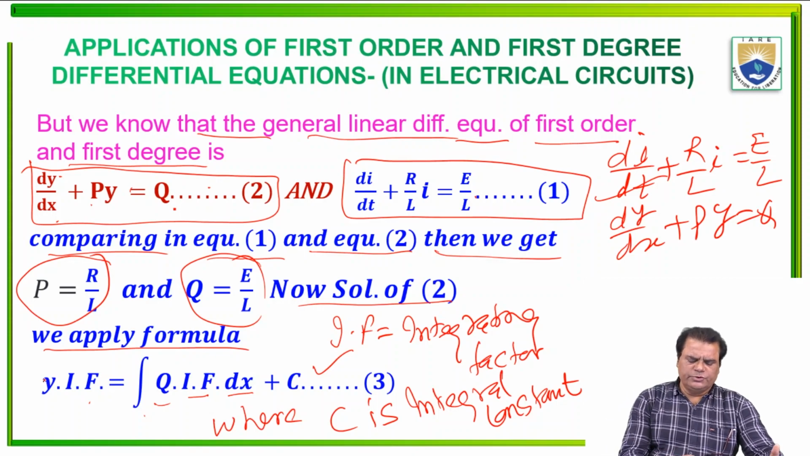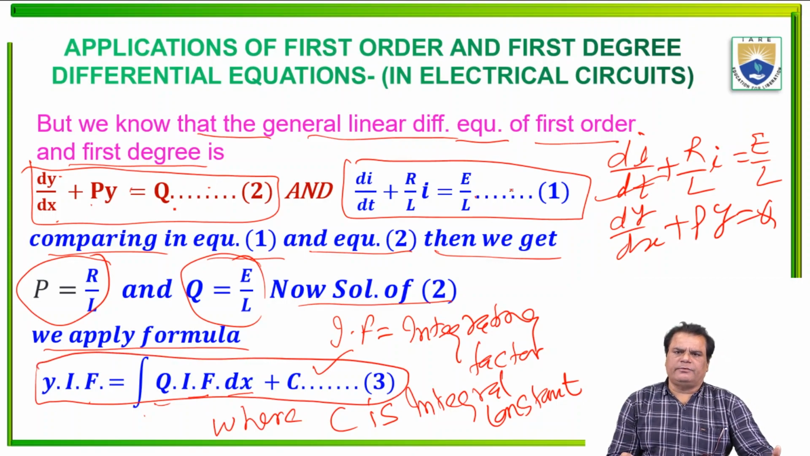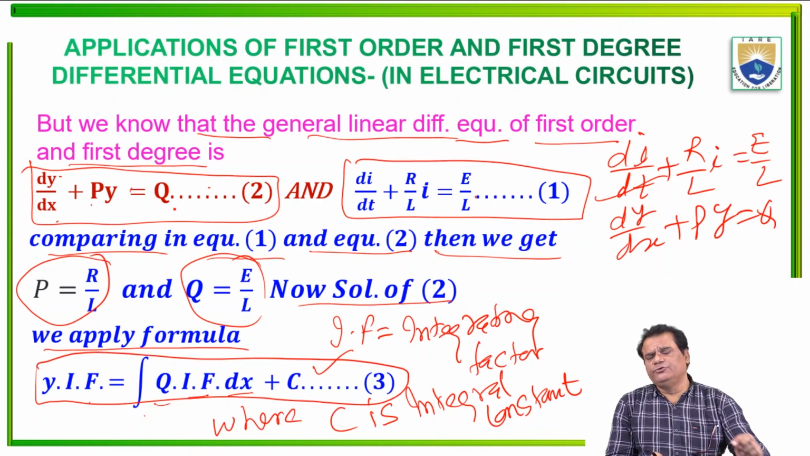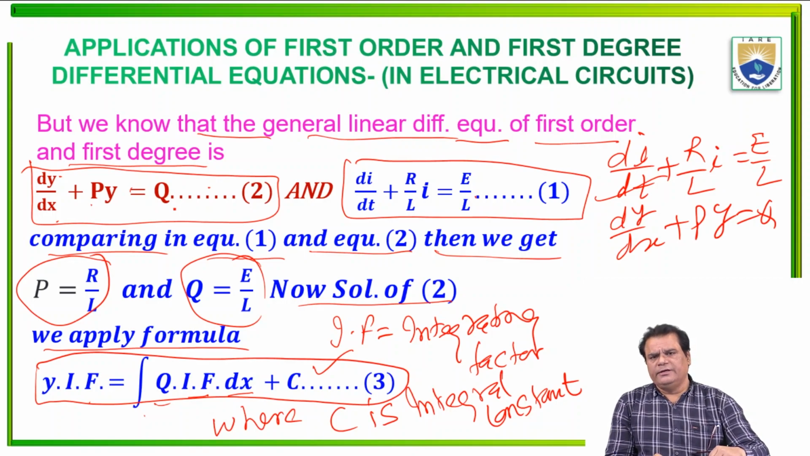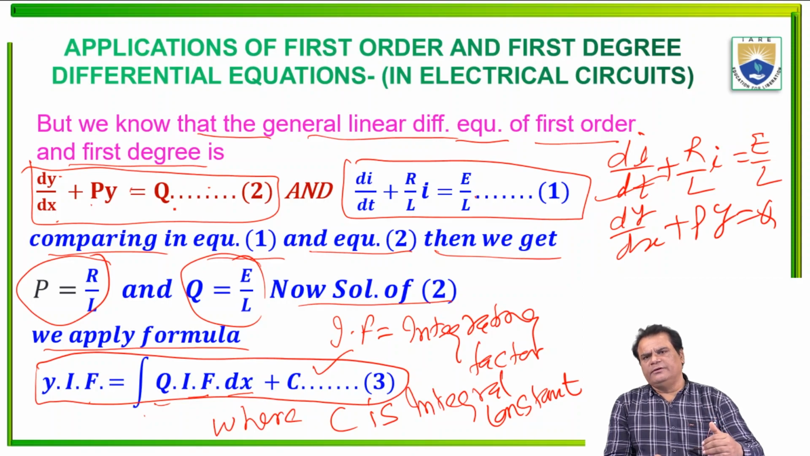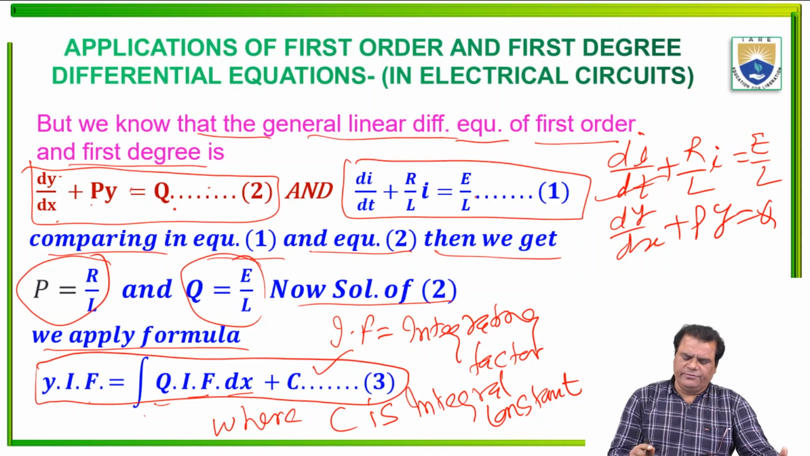So now this formula we are using in equation 1. This is the solution of the given equation 2. Equation 2 is the general linear differential equation, and solution 3 is the solution of the general linear differential equation. So now with the help of this solution, we find the solution of the given equation 1.